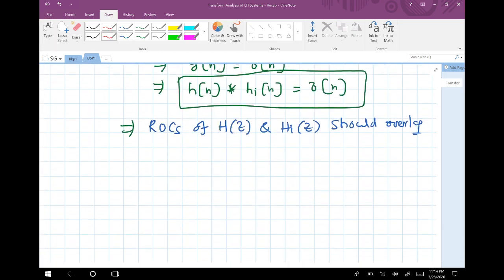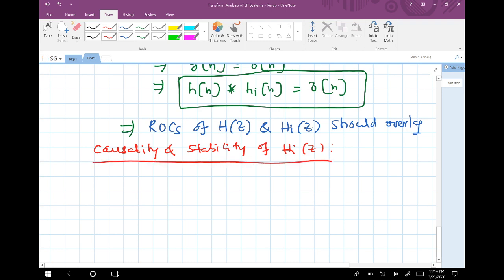Okay, let's take a look at causality and stability of Hi(z). That's what we are going to take a look at.